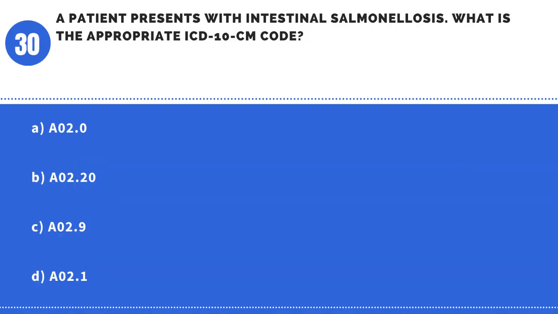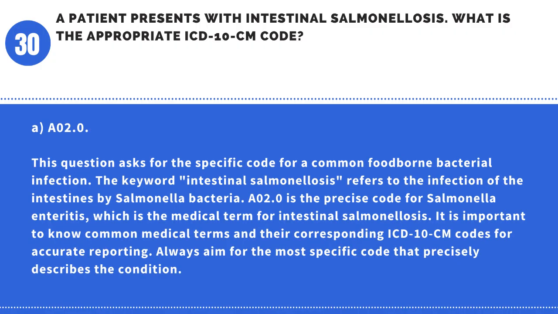Question 30. A patient presents with intestinal salmonellosis. What is the appropriate ICD-10-CM code? A. A02.0, B. A02.20, C. A02.9, D. A02.1. Answer A. A02.0. This question asks for the specific code for a common foodborne bacterial infection.